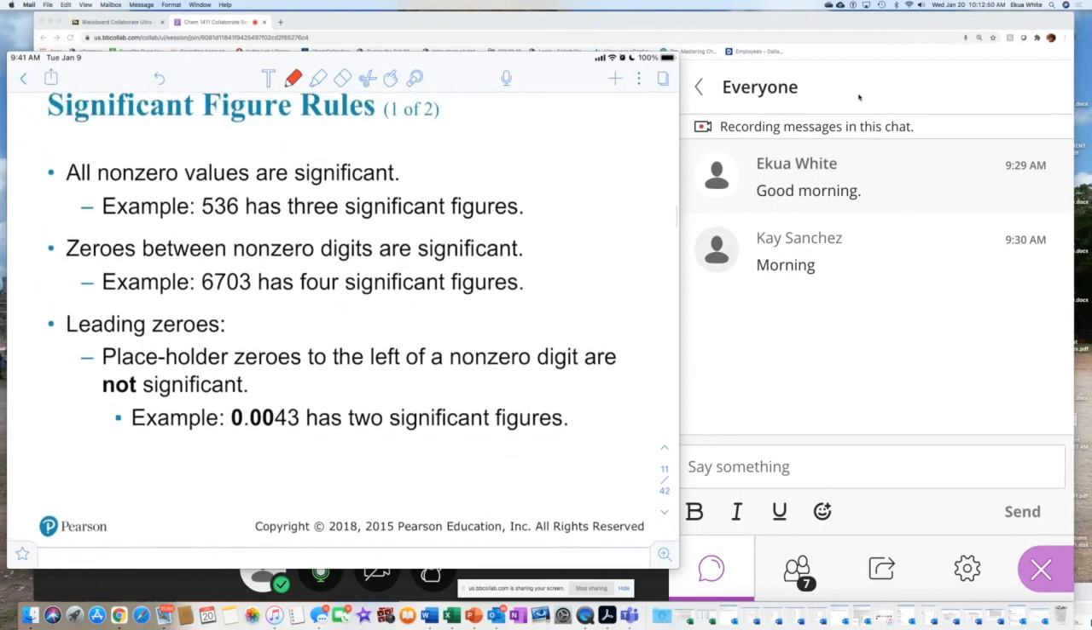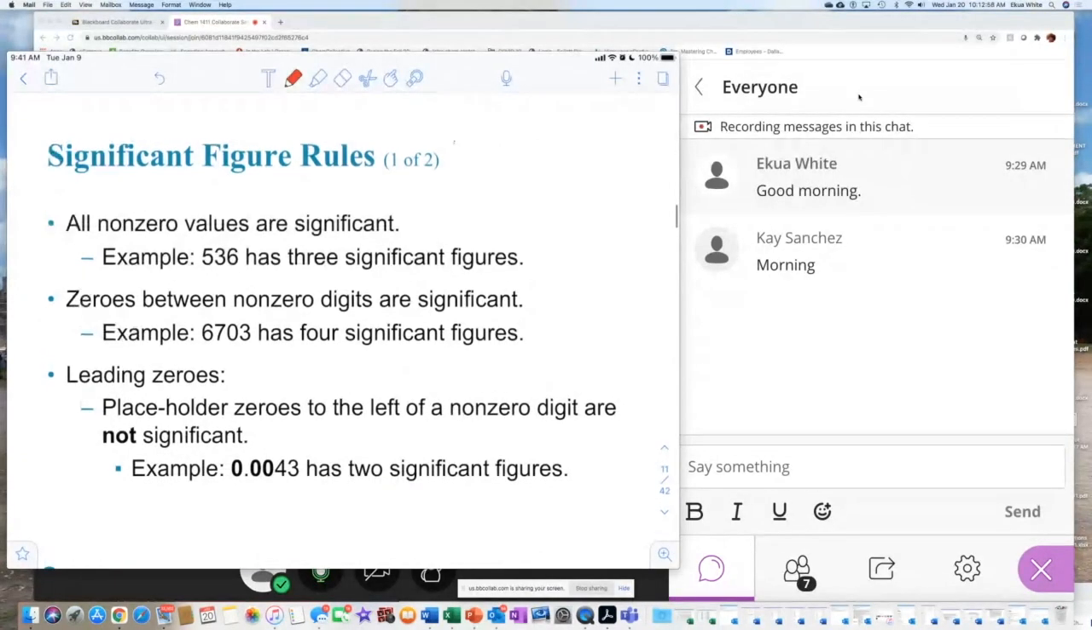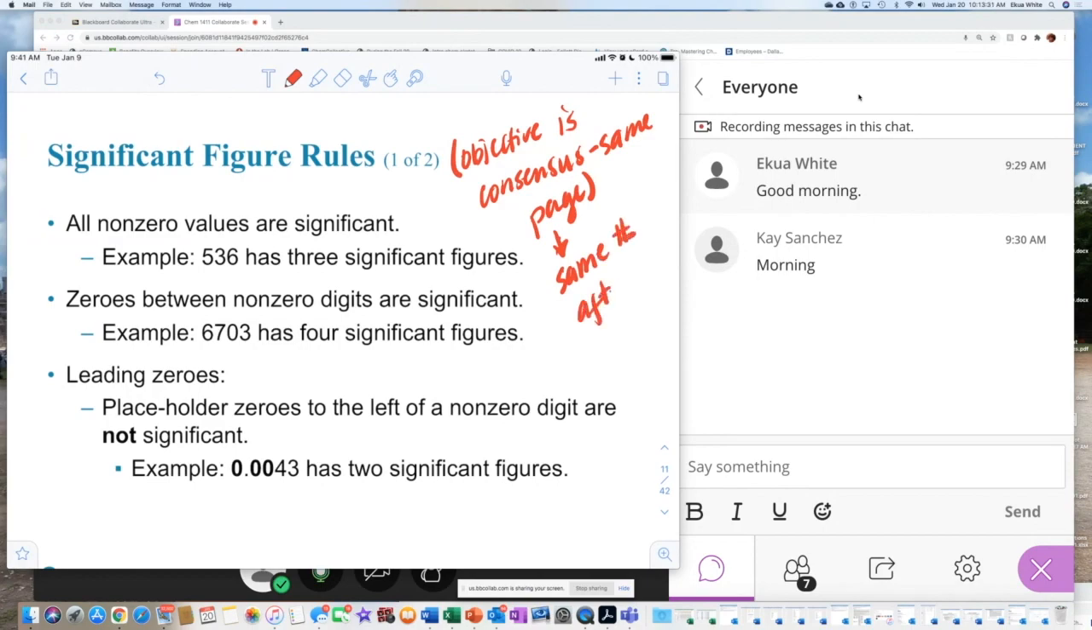Okay, here, significant figure rules. So you probably have done this before. If you haven't, we're learning how to count significant figures because we do have one rule. And in chemistry, in this context here, one objective. Our objective is consensus. Be on the same page about the measurements that we are taking. So if I measure it, I get the same number. You measure it, you get the same number. Even if we have to estimate, we get the same number. So this is same number. Of course, after rounding.